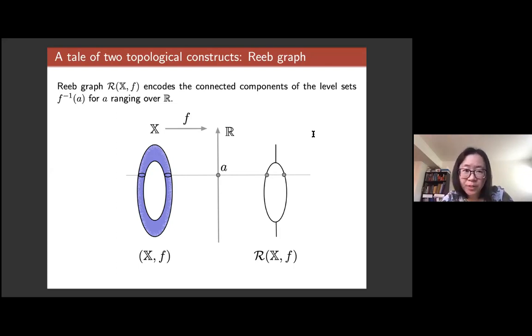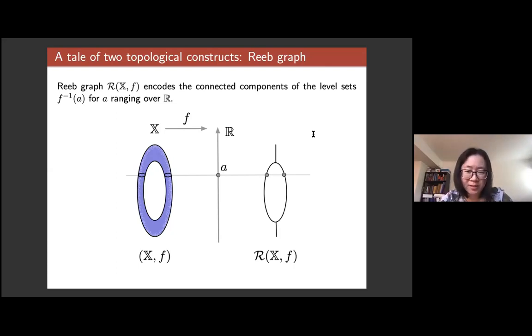Then the Reeb graph, which I denote R, represents the connected components of a level set of this function across all range of level set values. So for example, in this case on the left, I have the torus coupled with a height function. If I pick a level set value a, then I look at f inverse of a and look at how many connected components there are. There are two in this case, because there are two loops, and then each of those connected components shrinks to a point in my Reeb graph. In another way, the Reeb graph is considered a skeleton of my underlying space.